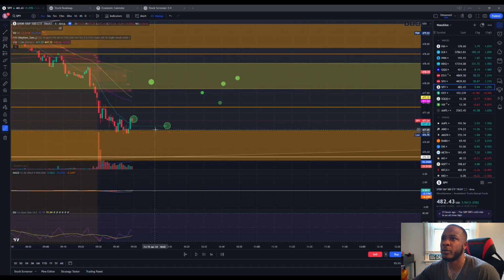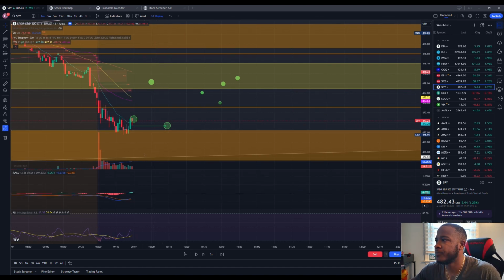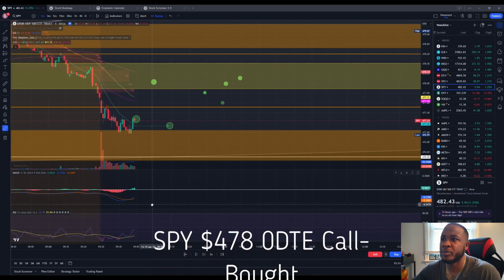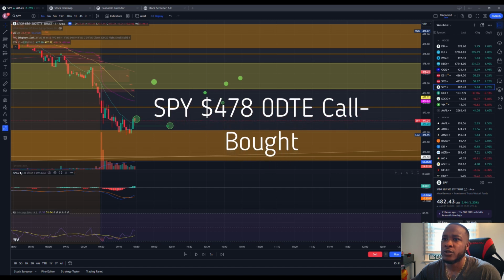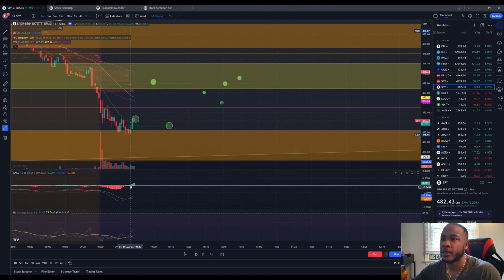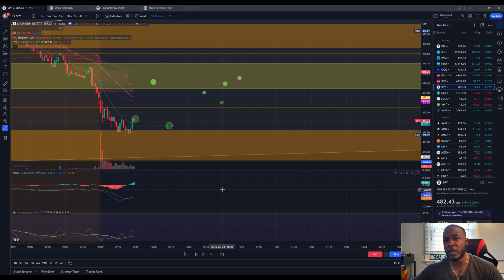Okay, here we go. So my circles are my entries and exits, and right here we are just now taking a position going long. You see my MACD indicator right here is pointing up, and so we're not crossing over the zero line yet. I'm not expecting a whole lot of momentum, but I am expecting some type of pop, some type of reaction.